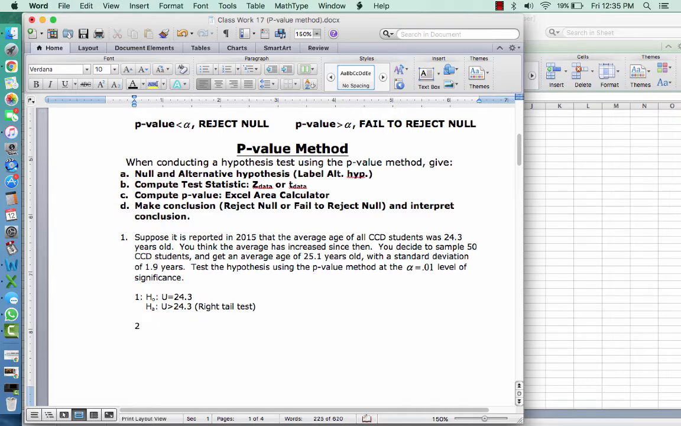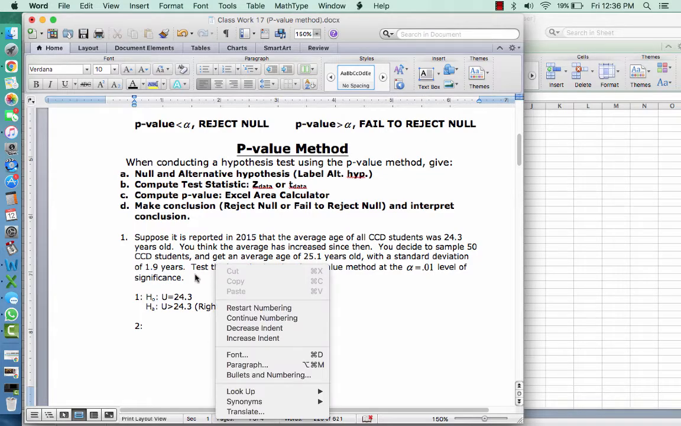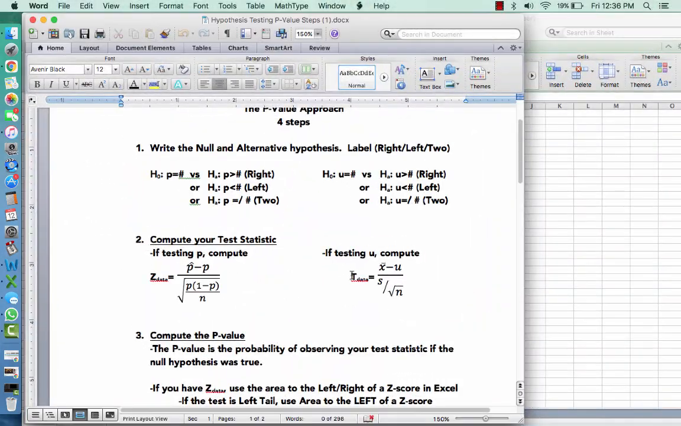Okay, step 2, we jump straight into the test statistic formula. So since I'm doing a test on mu, I'm going to be using the t-data formula. So I'm going to copy and paste that over.